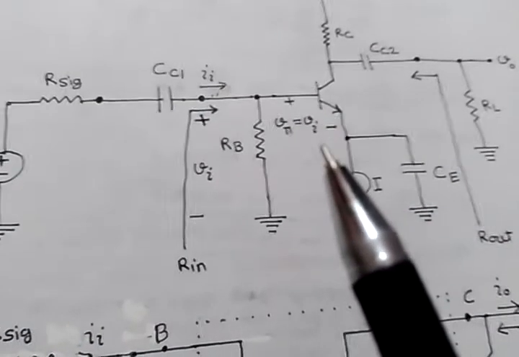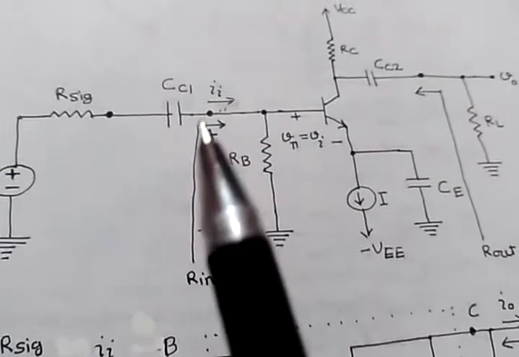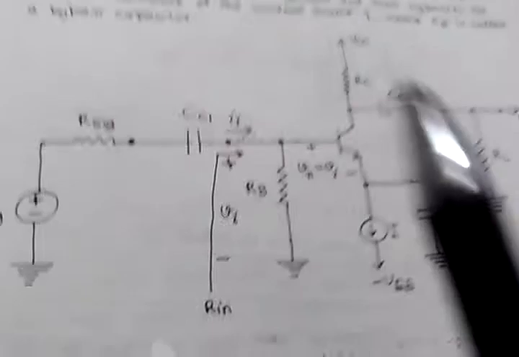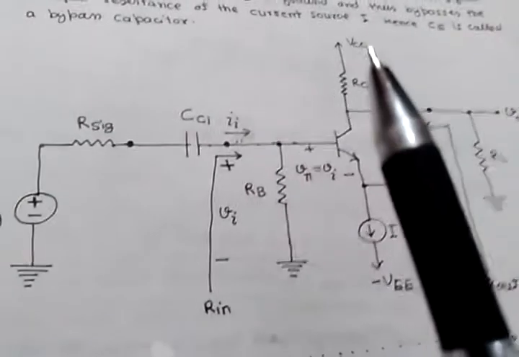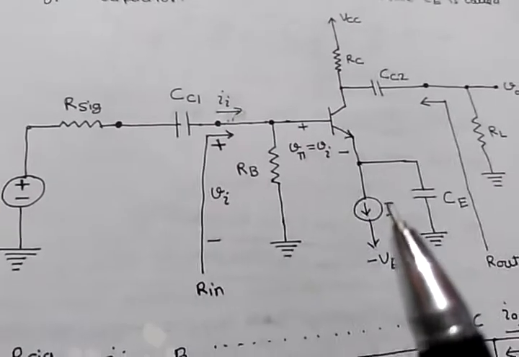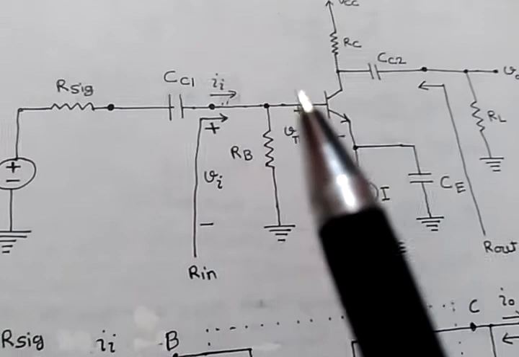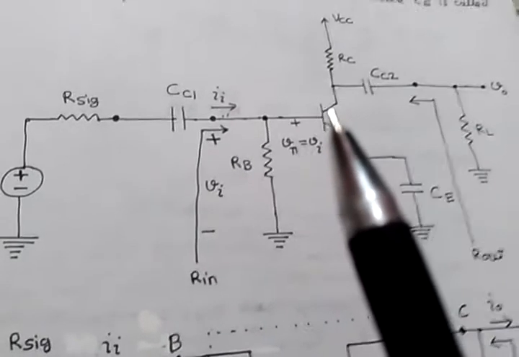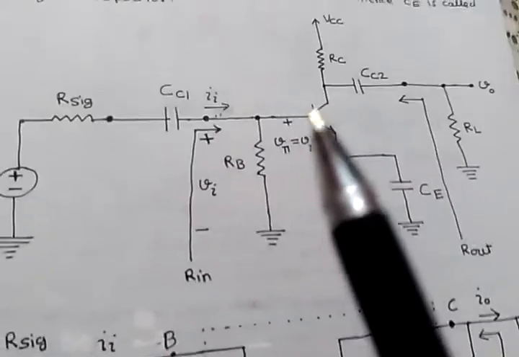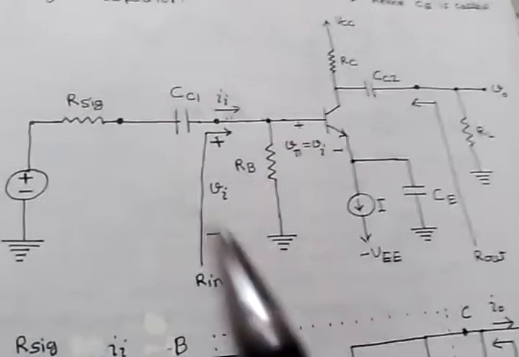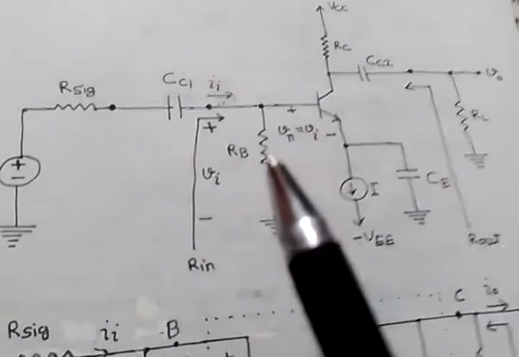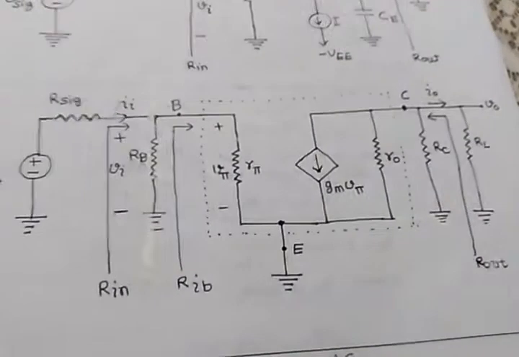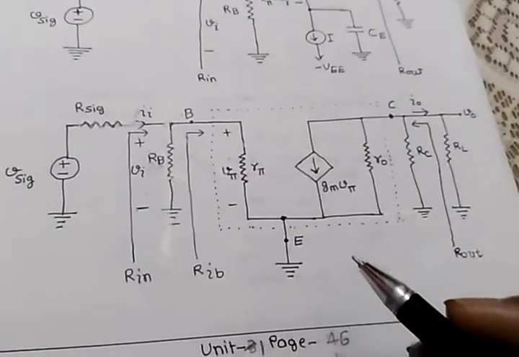So in the AC equivalent circuit, we replace all the capacitors by short circuits. We will set VCC equal to ground, 0 voltage. We will open current source I and we will replace the transistor by its small signal hybrid pi model. On considering all these parameters, we can draw the AC equivalent circuit as shown here. This is the AC equivalent circuit of the common emitter amplifier.